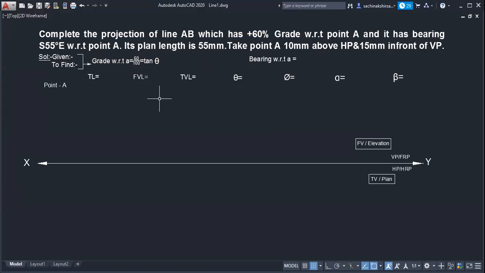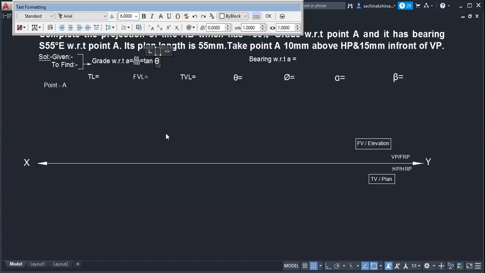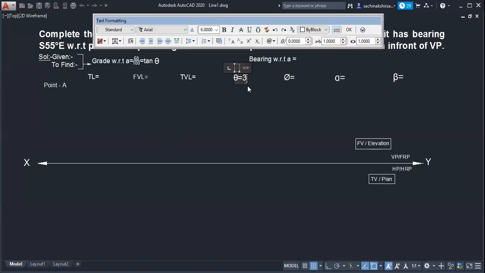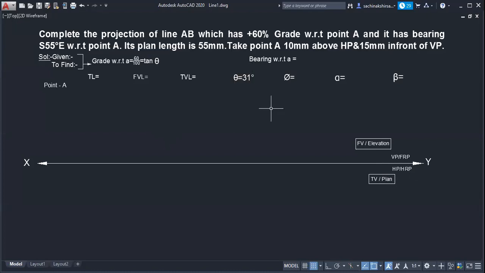So 60 divided by 100 is equal to tan theta. What will be the value of theta? 30.96. It will round up, so approximately 31 degrees. So it is 31. There is one more method in this.